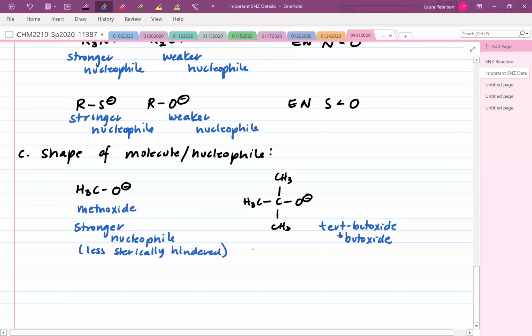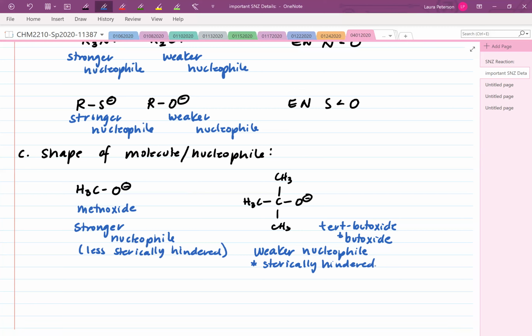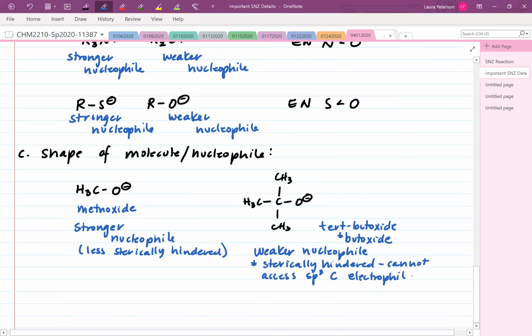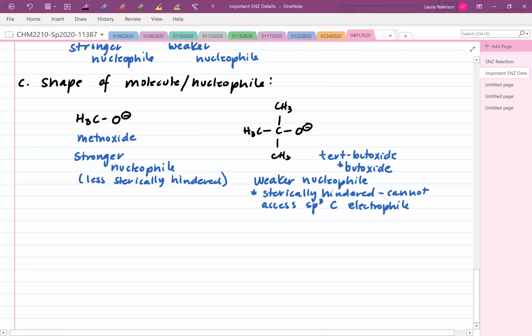Okay, so let's make some notes about tert-butoxide. It's a weaker nucleophile. Why was that? Because it was sterically hindered, and that makes accessing the sp3 hybridized carbon electrophile difficult. Since it's sterically hindered, it cannot access the sp3 hybridized carbon electrophile.